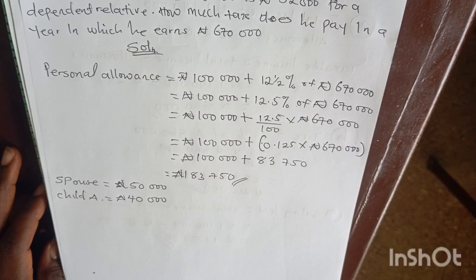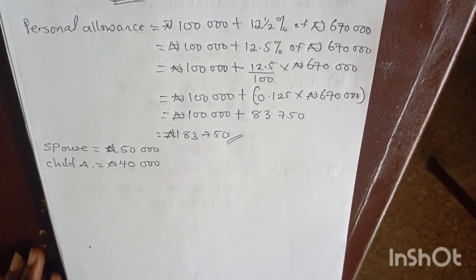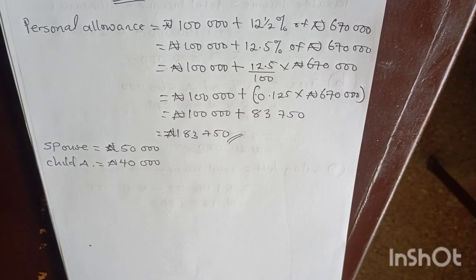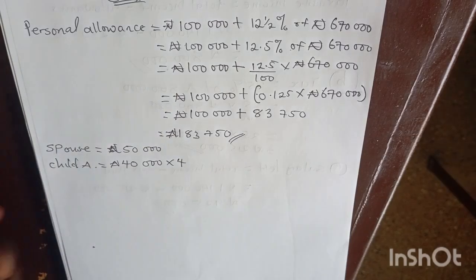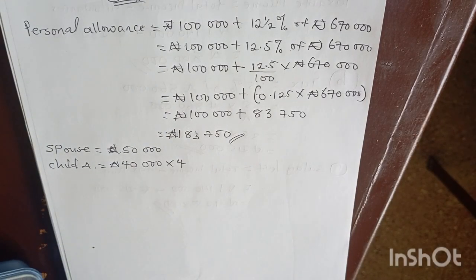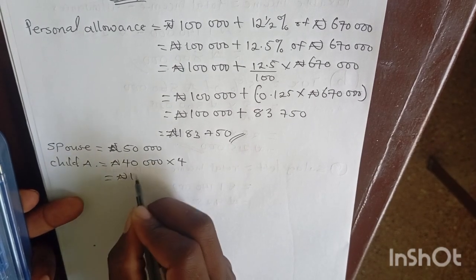So with these 6 children now, our attention is being drawn toward not exceeding 4 children. Since it's not exceeding 4 children, that means we are going to multiply by 4. He's having 6 children, but the question is the maximum of 4 children, so we cannot go beyond. Even if it's 10 children, we will multiply times 4. So 40,000 times 4, that means we are having 160,000.